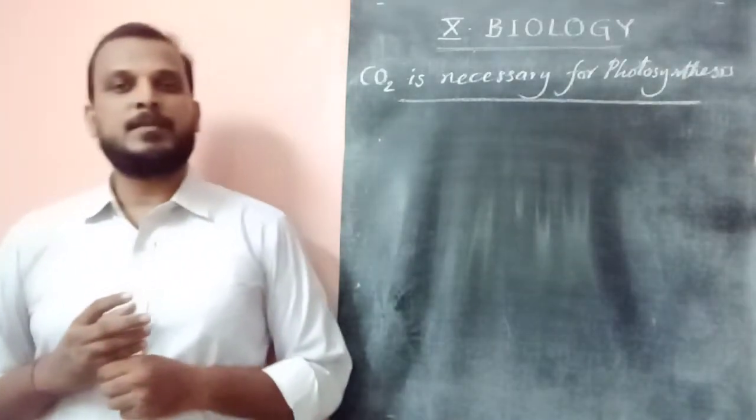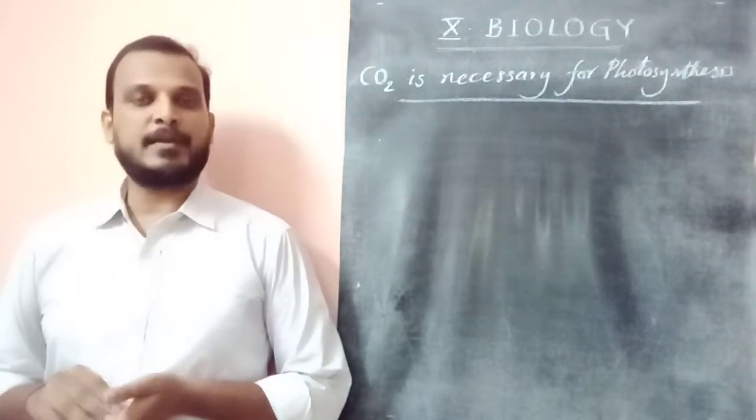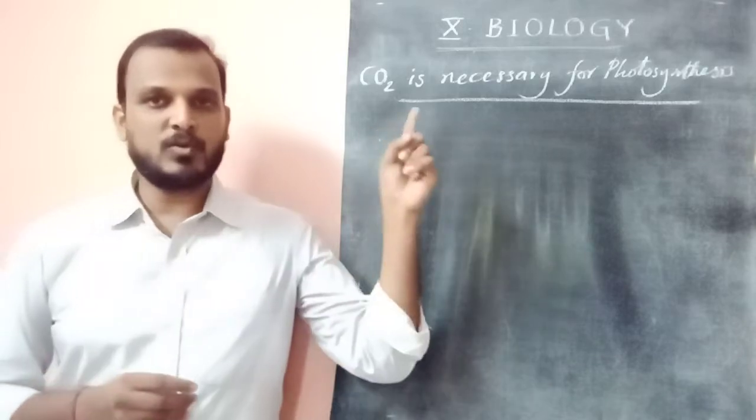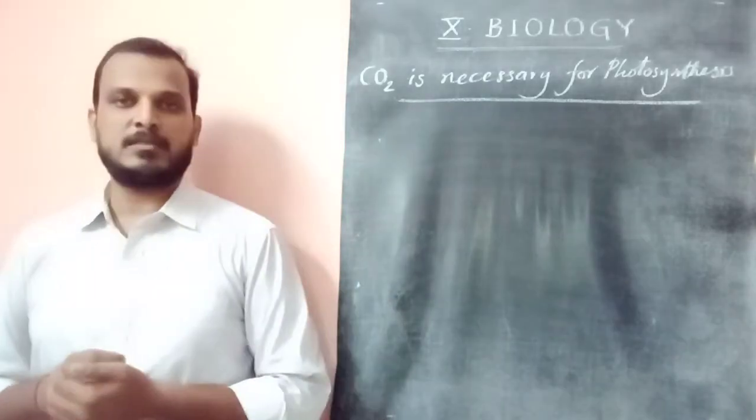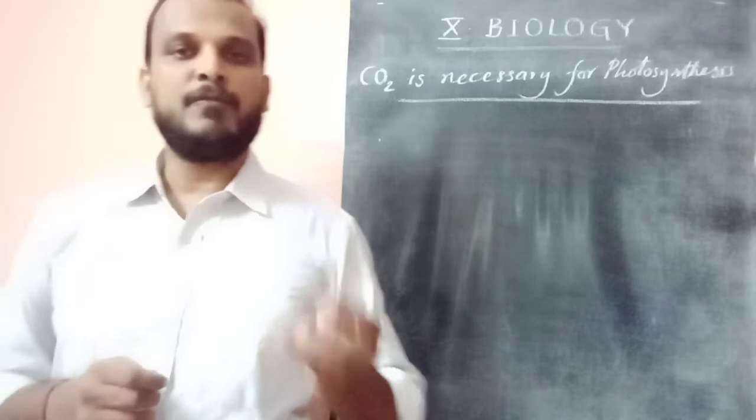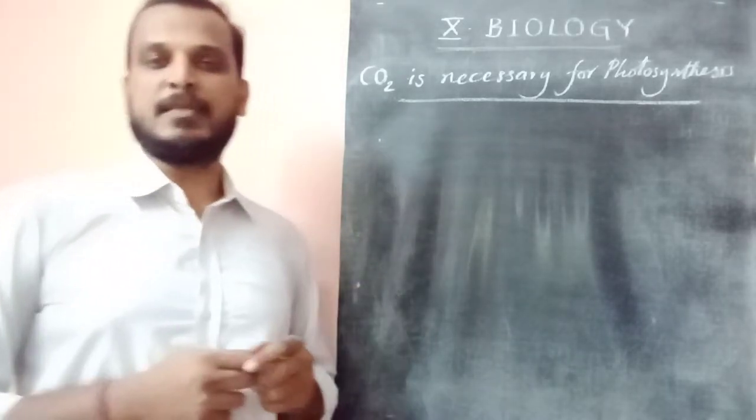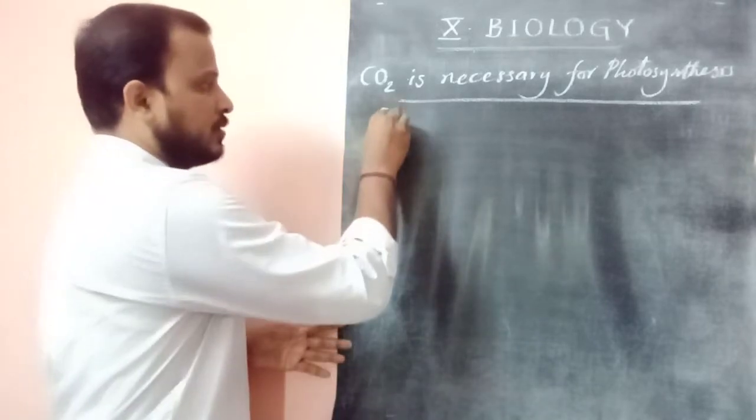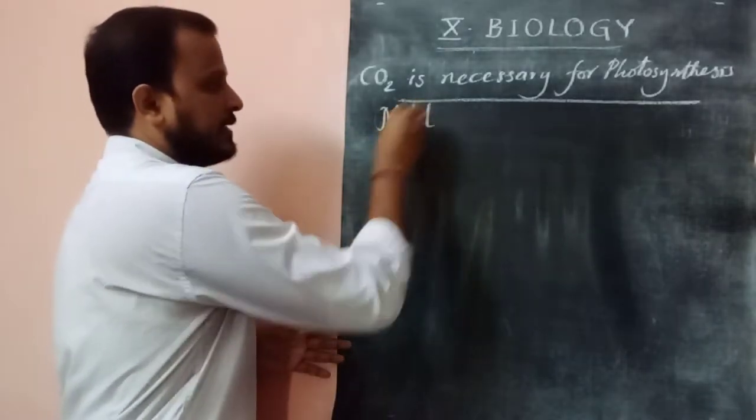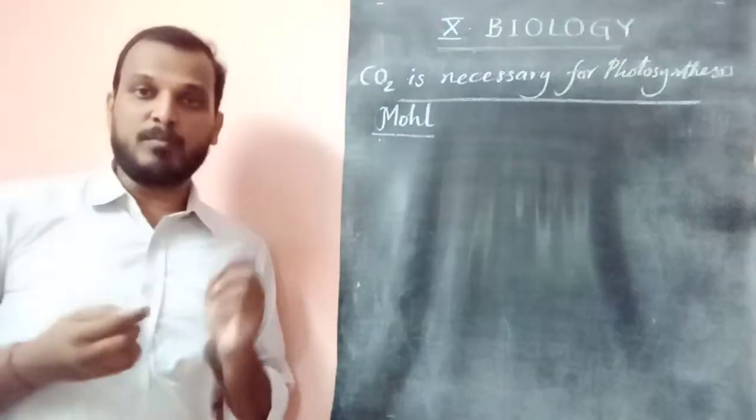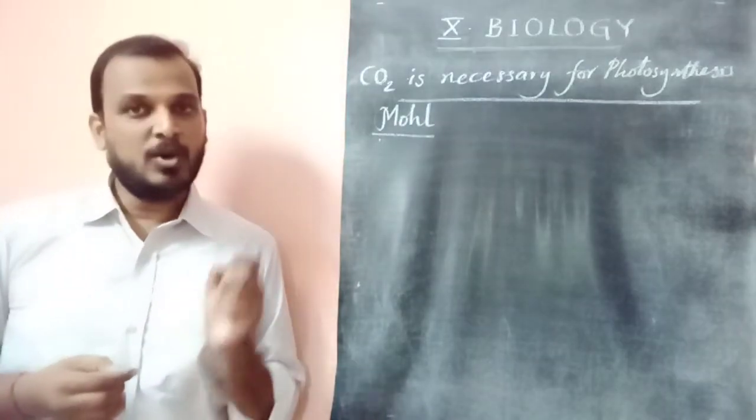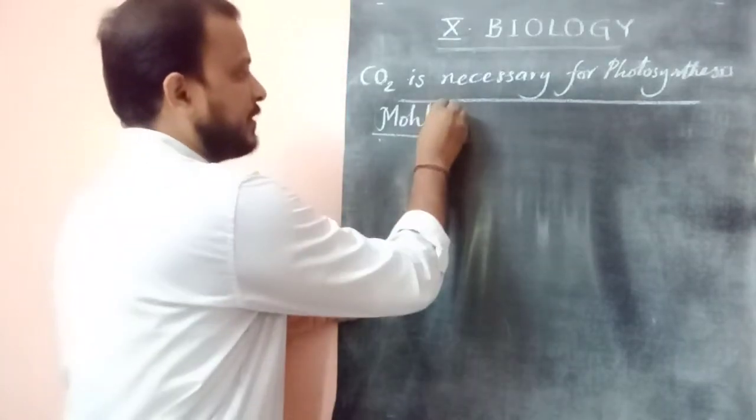Dear children, the present topic and experiment is: CO2 is necessary for photosynthesis. Necessary means very important. Without that, photosynthesis cannot happen. This experiment was done by a scientist called Mohl. The scientist's name is Mohl. It is also called Mohl's experiment or Mohl's half-leaf experiment.